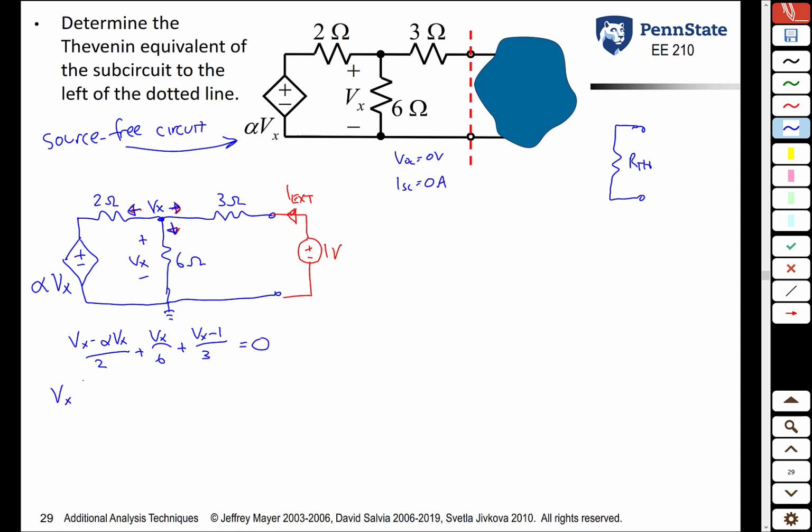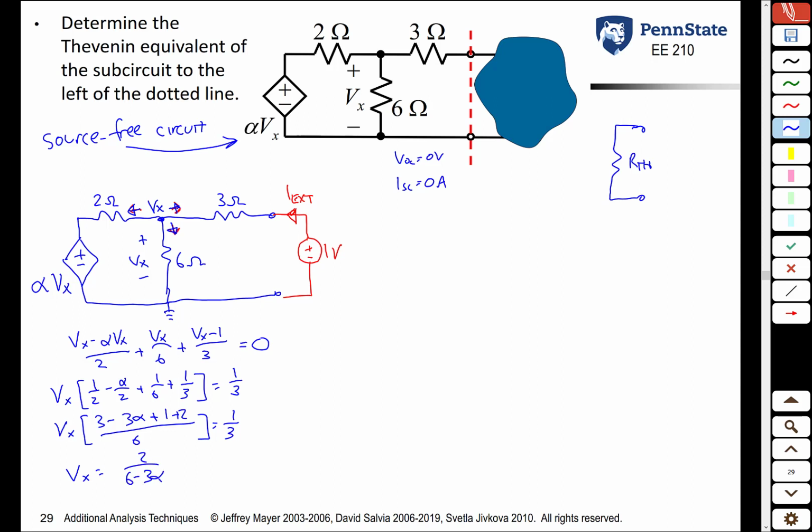Let's factor out Vx. You get Vx times 1/2 minus alpha over 2 plus 1/6 plus 1/3. And on the right-hand side, all that we have is a 1/3. Getting a common denominator of 6, here we get Vx times 3 minus 3 alpha plus 1 plus 2, all over 6, equals 1/3. Solving for Vx, you get Vx is equal to 2 over 6 minus 3 alpha.